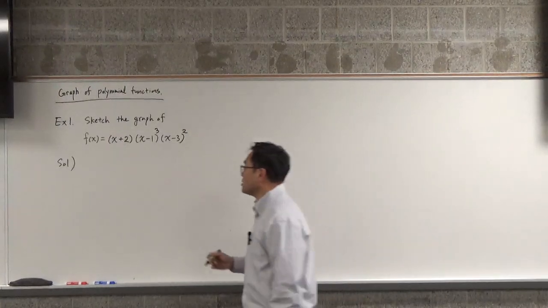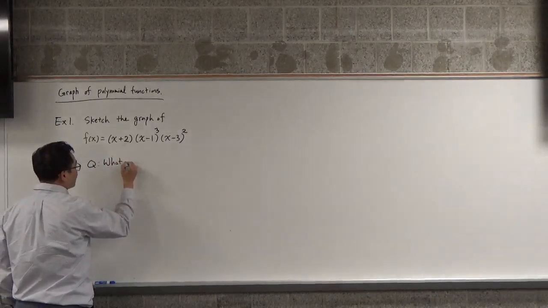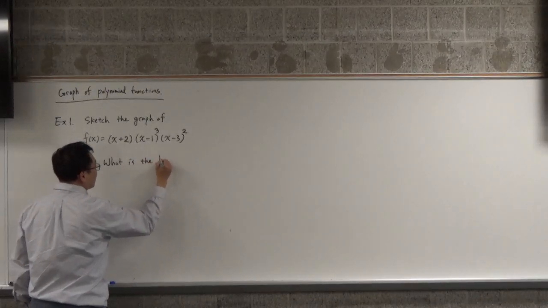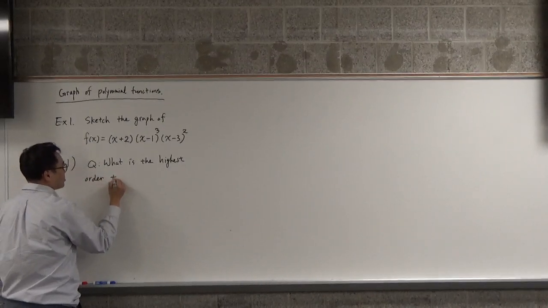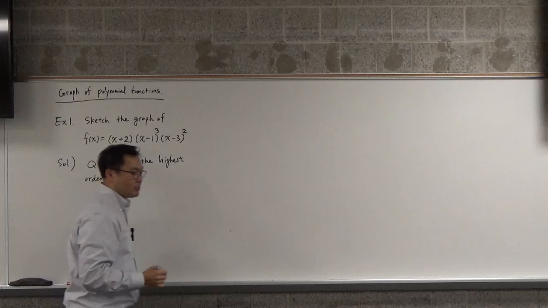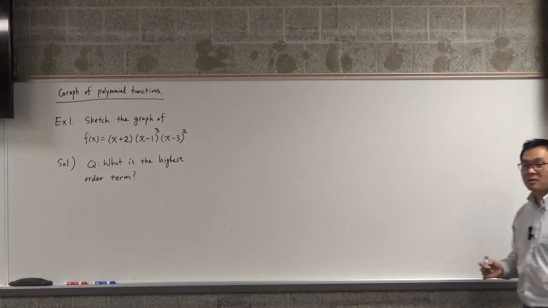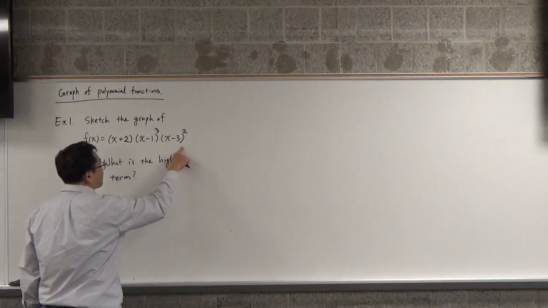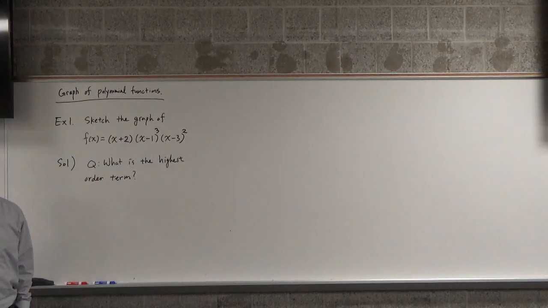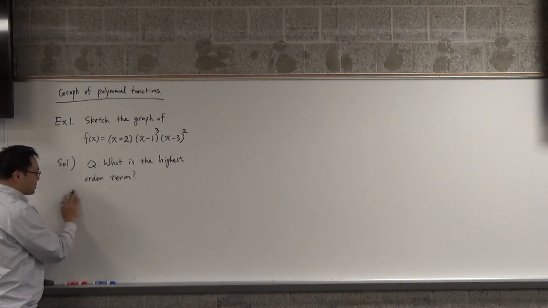First of all, what is the question? What is the highest order term? Now, to answer this question, one slow method would be to actually multiply this out to find out the highest order. Okay? And that's something that you probably don't want to do. So, not recommended.